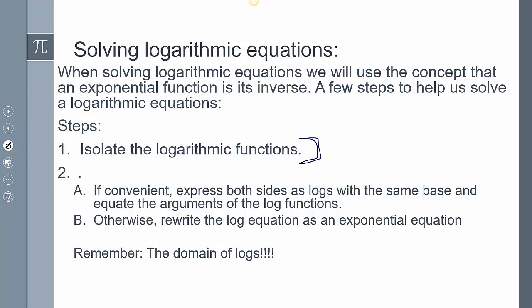Now we have to remember the domain of logarithms as it pertains to our functions. The domain of a natural log, or just a regular old logarithm, is from 0 to infinity. Remember, that means the input can't be 0 and it can't be negative. If it's either 0 or negative inside of a logarithm, whatever solution I may find won't work. So because of the domain, for every single log equation, you have to check your answer to make sure that it exists within your domain.